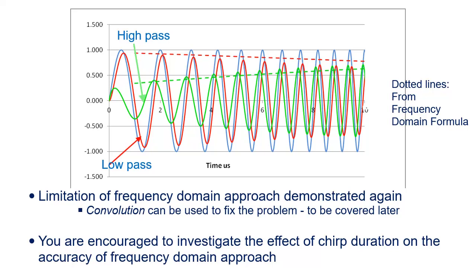We find a discrepancy between the frequency domain results and one calculated by the present method. This is due to the fact that frequency domain method cannot account for the transients. The chirp duration is not long enough for the transients to die down, and therefore the frequency domain method becomes inaccurate. By increasing chirp duration, the discrepancy can be reduced. We will discuss later the convolution method whereby this error can be reduced, irrespective of the chirp duration.